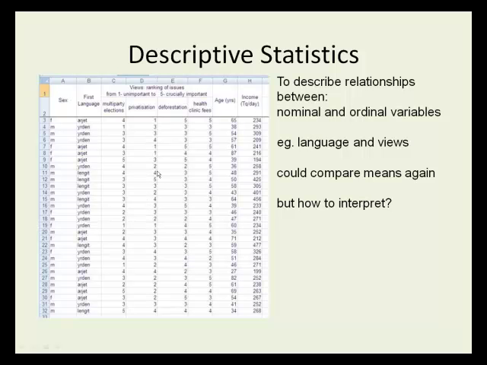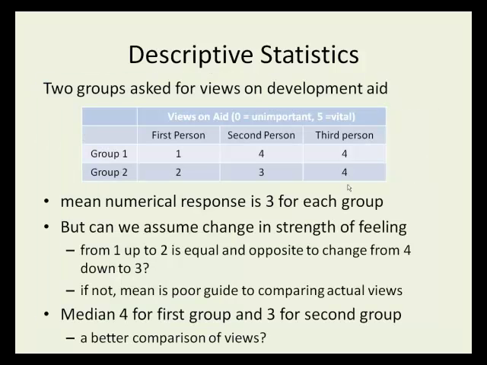And whether or not the difference for one person going from 3 to 4 is the same as another person, we can't tell. So we could compare the means again, but how can we interpret it? And I've given a very simple example here, even simpler than that, where I have 2 small groups of 3 people ask for their views on development aid. Between 0, is it unimportant to give development aid, or is it vital? Anyway, I haven't put any options for saying it's actually bad, but I've gone from 0 up to 5. So imagine that these are the answers here. If we look at the mean numerical response, if you work it out, it's actually 3 for each group, because each row adds up to 9. So 9 divided by 3 is 3 for each group.